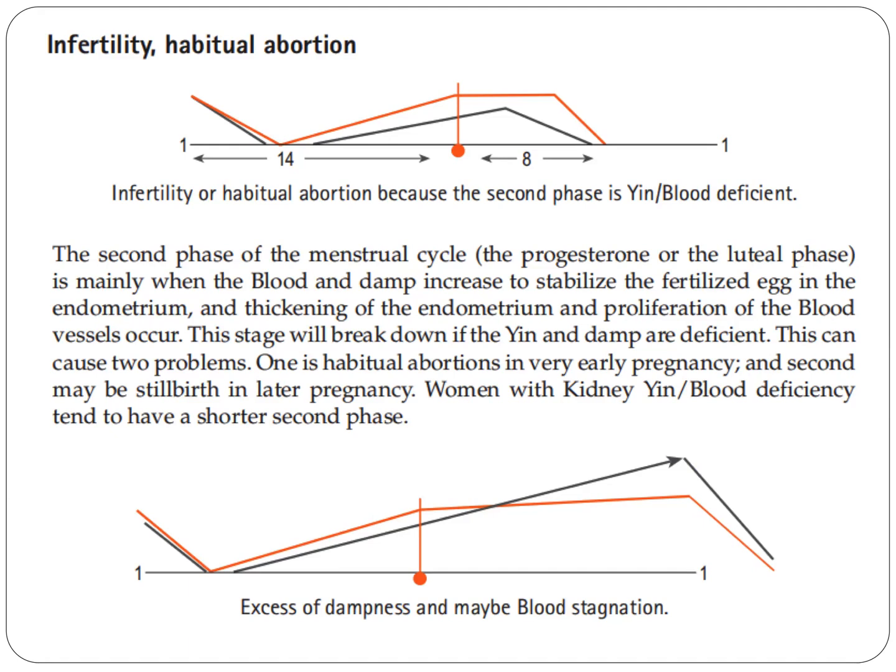This can cause two problems. One is habitual abortions in very early pregnancy. And second, maybe stillbirth in later pregnancy. Women with yin or blood deficiency tend to have a shorter second phase. So the next illustration is an excess of dampness and maybe blood stagnation.